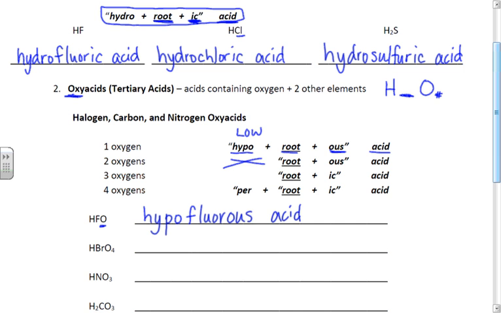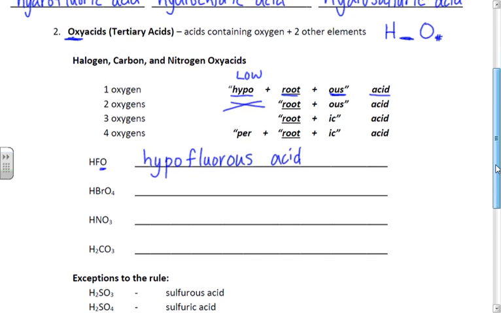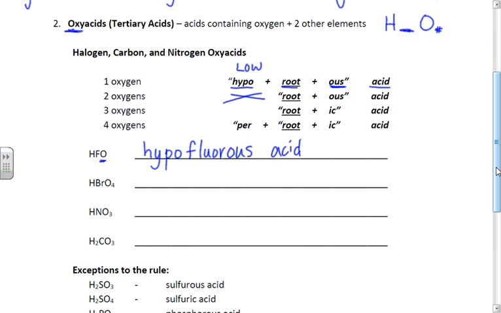If we have two oxygens, the only difference is that we lose this prefix. There's nothing here at the beginning. We just start with the root and the suffix OUS. So the last one here is going to have, actually no, we don't have an example with only two. Let's make one up. Let's say that we have HClO2.